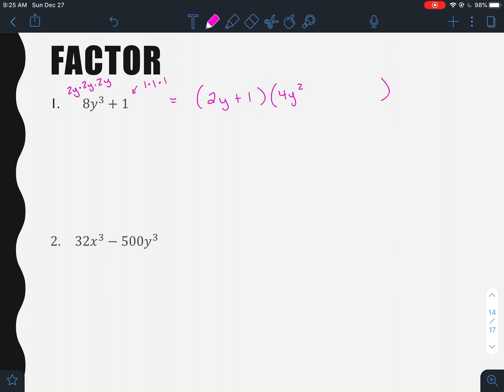And then the second parentheses, square it. 2y squared would be 2y times 2y, which is 4y squared. 1 squared is 1. Then multiply them. 2y times 1 is 2y. And then since it's a sum, the signs should go plus, minus, plus. So you get 2y plus 1 in the first parentheses, and then 4y squared minus 2y plus 1 in the second parentheses.